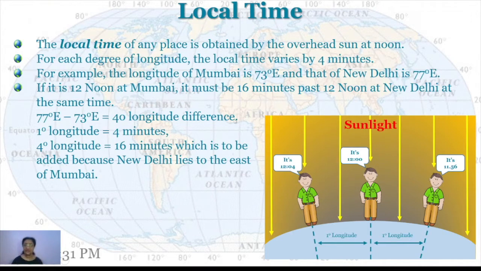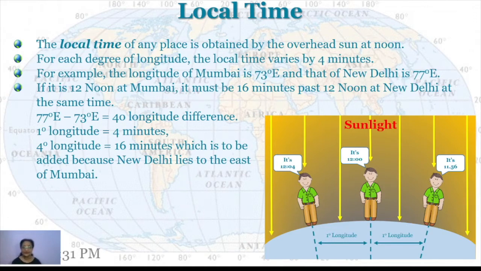Now, suppose we have to find out the time of the two places. How do we take out the time? For that, you should understand one thing. Just now we discussed that 1 degree makes a difference of 4 minutes. And what is the difference of the longitudes here? 77 minus 73. How much is that? 4 degrees. So 1 degree makes a difference of 4 minutes, and 4 degrees will make a difference of 4 into 4, that will be 16 minutes.